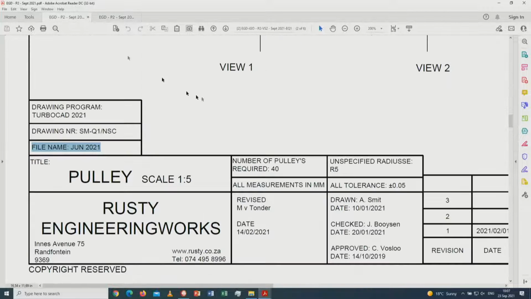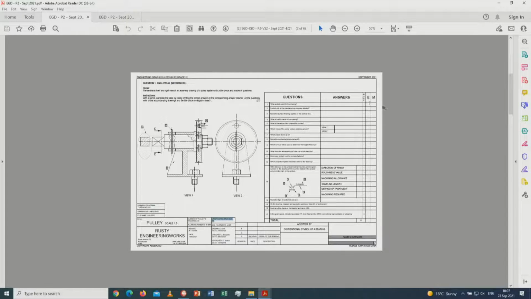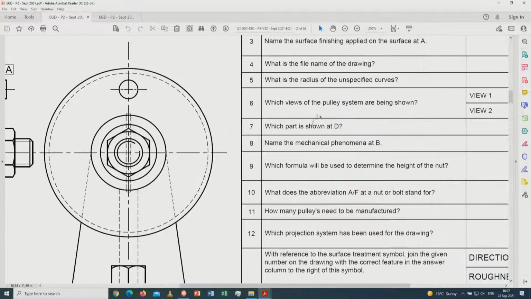And then also the next question is the unspecified radius. So there's the unspecified radius that you can get there. Sorry, I just want to get control over here. It is the unspecified radius. It points out to you 5 millimeters.